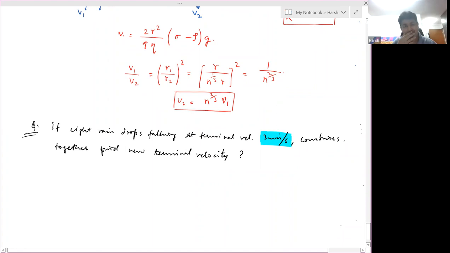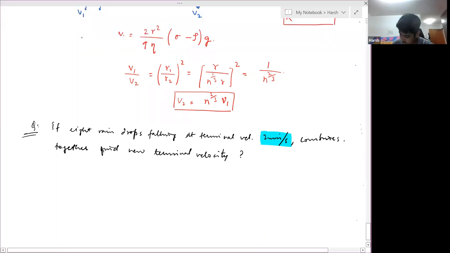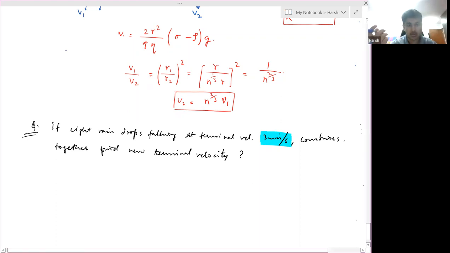Sir, we have to convert millimeter into meter per second, right? No, you can write it as it is, mm per second. So here n is the number of droplets, right? Yeah. So it means 8 to the power 2/3 into 2. That's it, right?